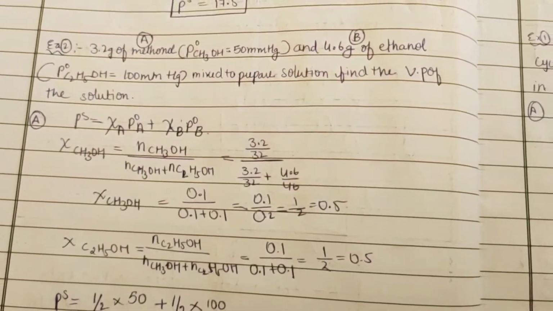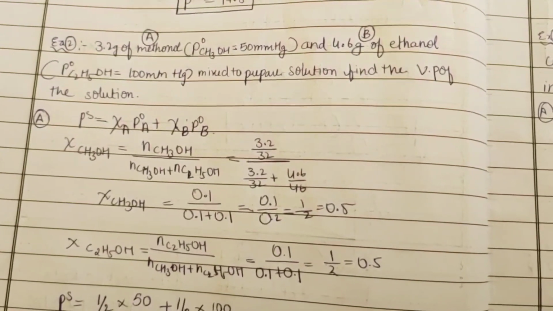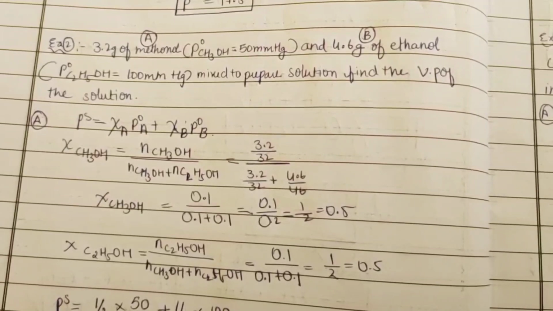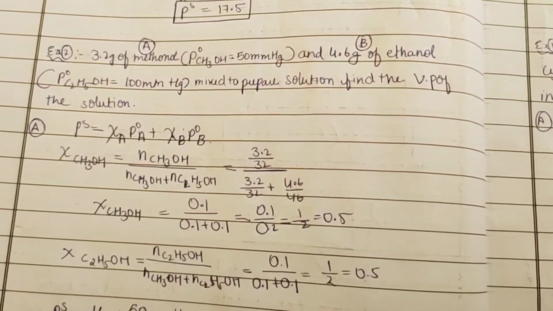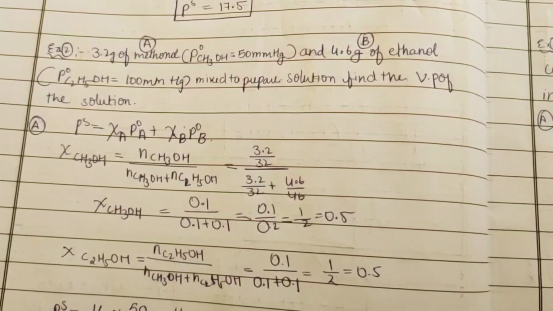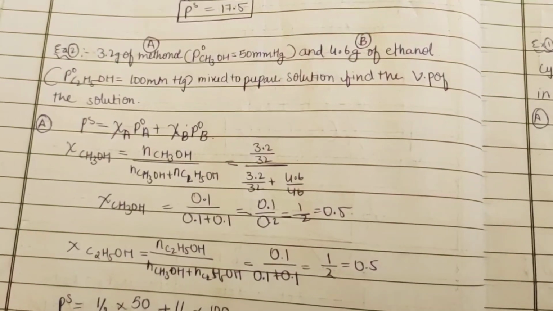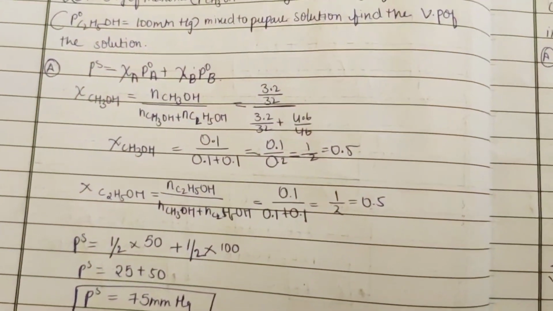Then a similar question: 3.2 grams of methanol we will take as A, with P CH3OH equal to 50 mmHg. Then 4.6 grams of ethanol as B, with P C2H5OH equal to 100 mmHg. Mixed to prepare a solution.